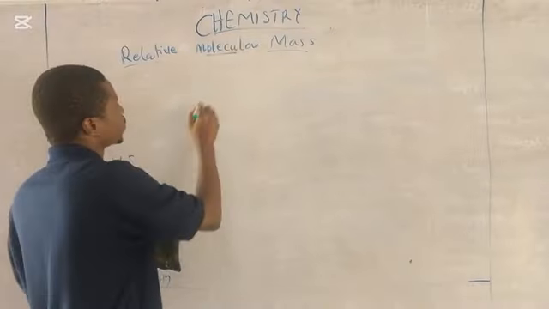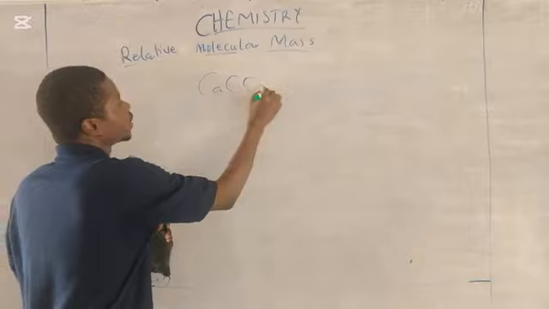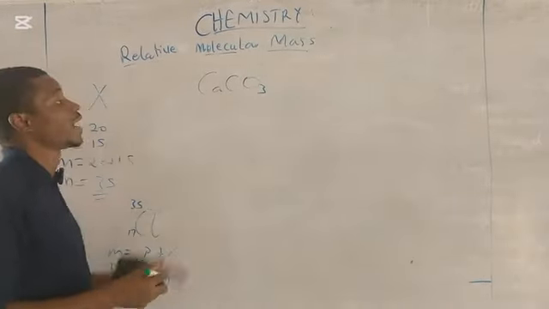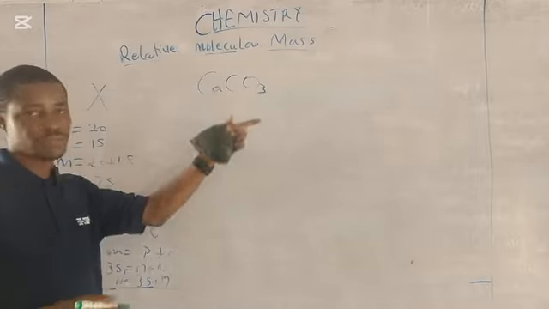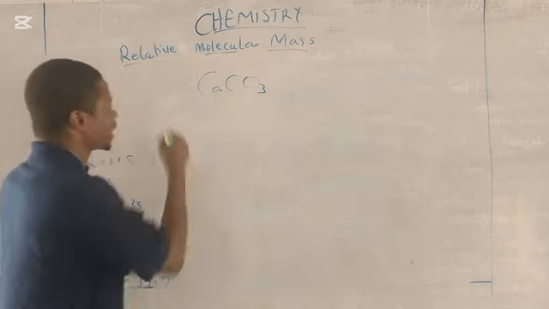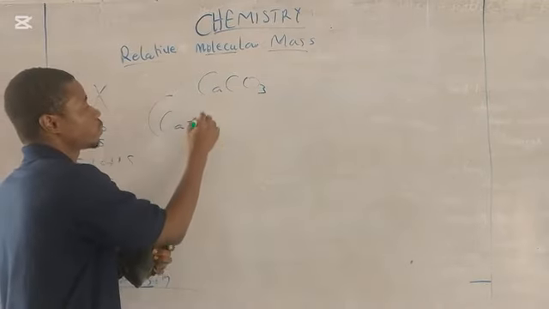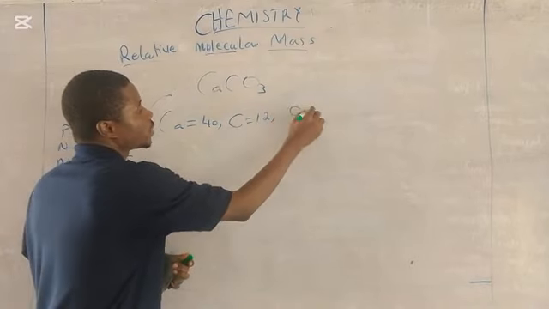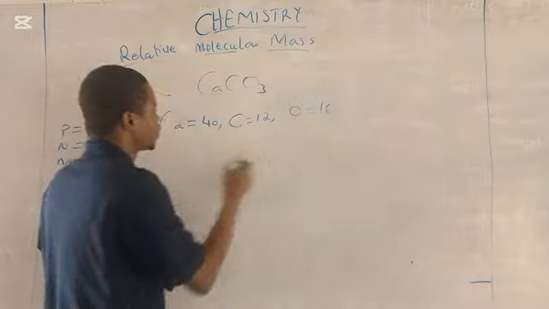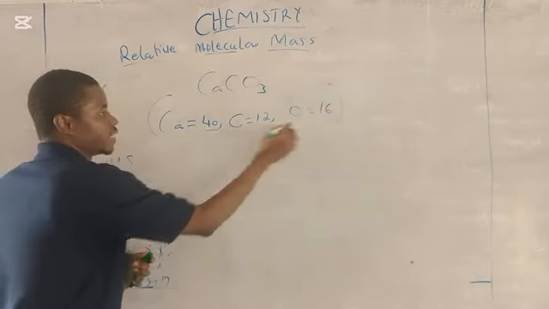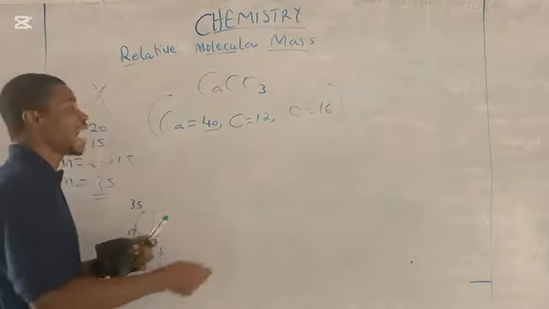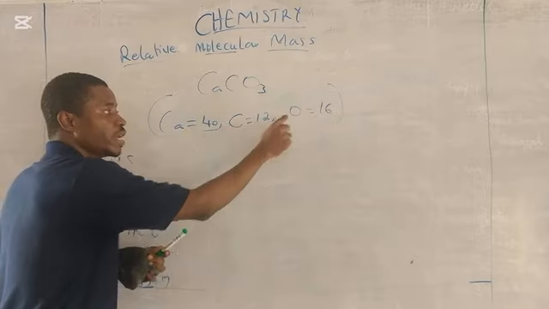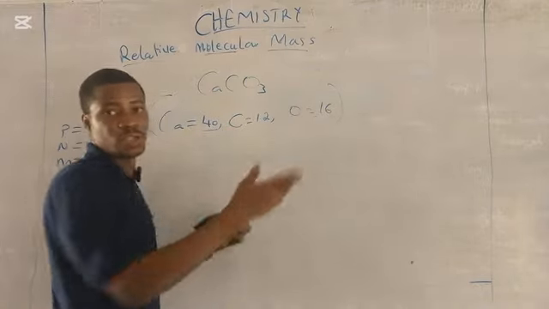relative molecular mass of CaCO3, calcium trioxocarbonate IV. CaCO3, we are asked to calculate the relative molecular mass of this. And like I said before, in bracket, they will always tell you that Ca is equal to 40, C is equal to 12, and O is equal to 16. Now, all these values that I've given here, they are simply the relative atomic mass of calcium, 40, relative atomic mass of carbon, 12, relative atomic mass of oxygen, 16. They will always give to you in the question.